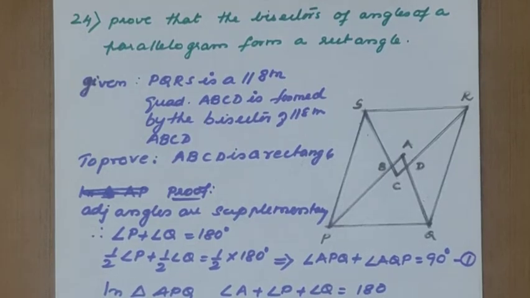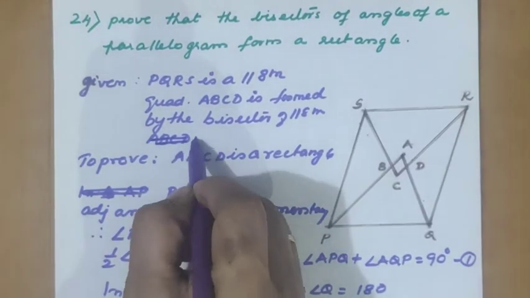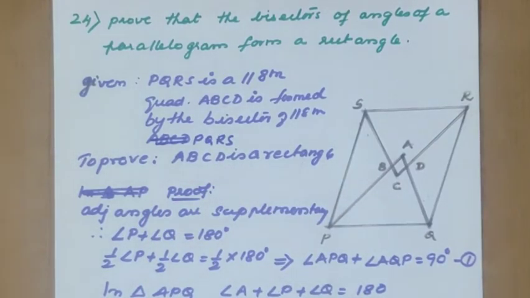So first we have to write the given: PQRS is a parallelogram. The quadrilateral ABCD is formed by the bisectors of each angle of the parallelogram PQRS. To prove: ABCD is a rectangle.